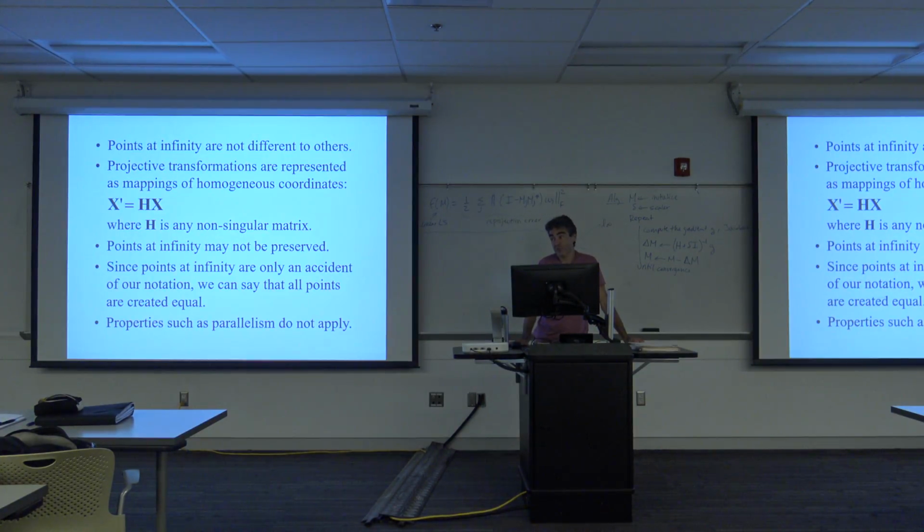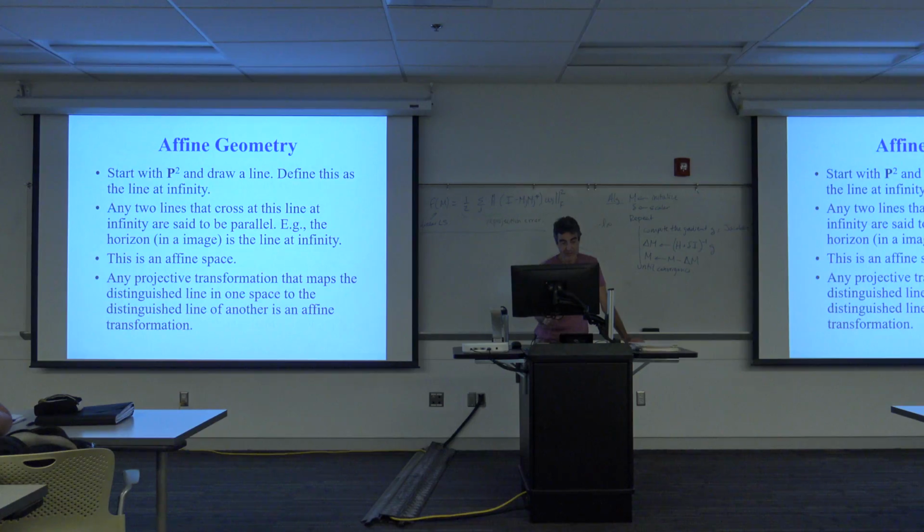Points at infinity may not be preserved. Obviously, the line at infinity can change. Since points at infinity are only an accident of our notation, we can say that all points are created equal, meaning that this is just our choice. In the same way that we can choose a coordinate system here or here, right? We can choose the line at infinity here or there. It's the same thing. What else? Any two lines cross at the line at infinity. We've seen this. This is a finite space. Any projective transformation that maps the distinguished line. What's that?